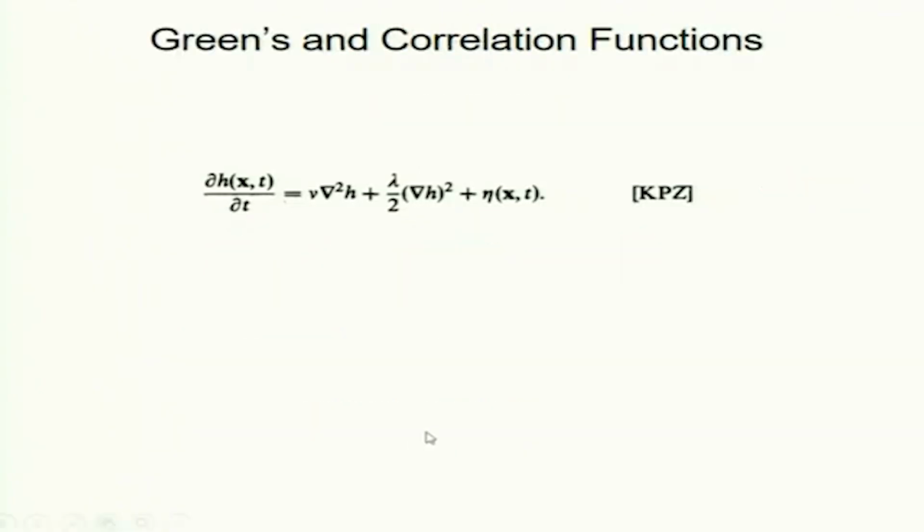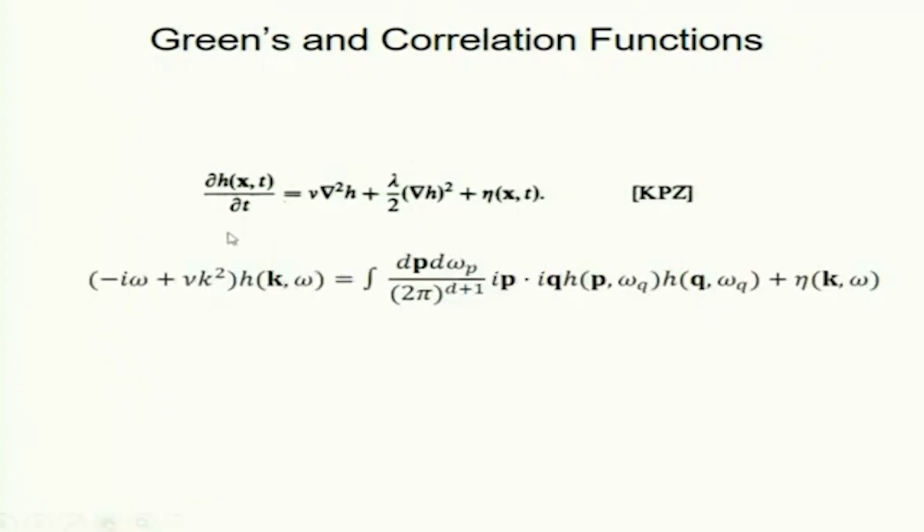We follow KPZ, the famous paper. So, we write down the Green's function G naught. In Fourier space, these are my Fourier space equations. Do you understand what it is? This term is nu k squared, this eta is right here, and this grad h squared is a nonlinear term. So, that becomes a convolution, right. I have lambda by 2, which is missing here, and the product becomes a sum in Fourier space.